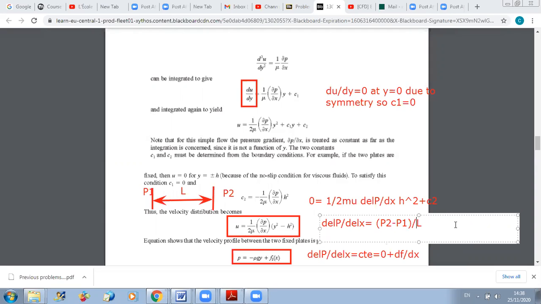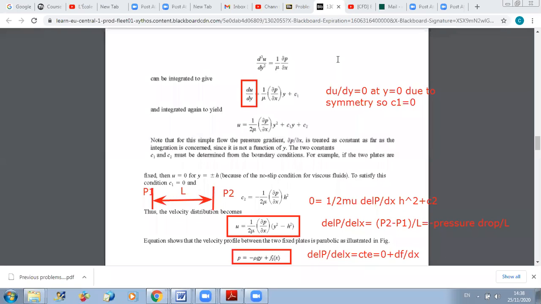Okay, so this is equal to minus pressure drop over L. So in general, they give you the pressure drop delta P. Okay, so you can say that del P by del X is minus the pressure drop over L.